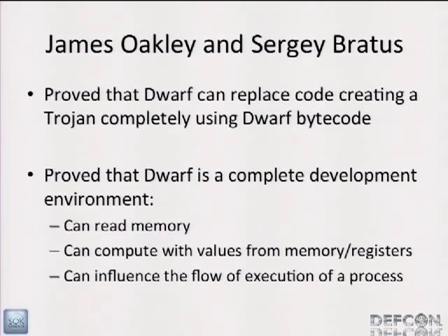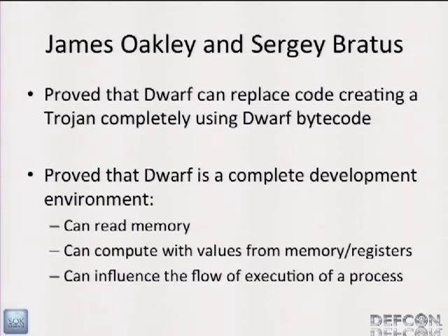So basically, James and Sergey, in the research that they did previously, proved that by replacing this bytecode they can do any kind of computation. That basically gives them a complete Trojan, as mentioned, that does not change the assembly language of the binary itself. They proved that DWARF is a complete environment for programming. So it can read memory, it can compute values, and it can influence the flow of execution. Of course, those are all the requirements that we want to replace our shellcode with DWARF bytecode, right?